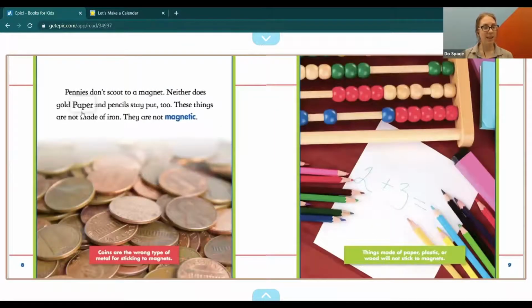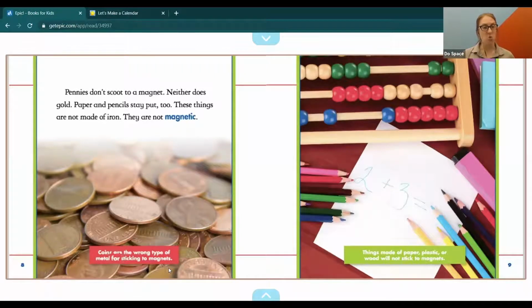But like our previous book page said, not all metals stick to magnets. So pennies don't scoot to a magnet, and neither does gold. Paper and pencils stay put too. These things are not made of iron. They are not magnetic. Ooh, excuse me, I thought I was about to sneeze and I didn't want to blow out your hearing with that. I think we're good.